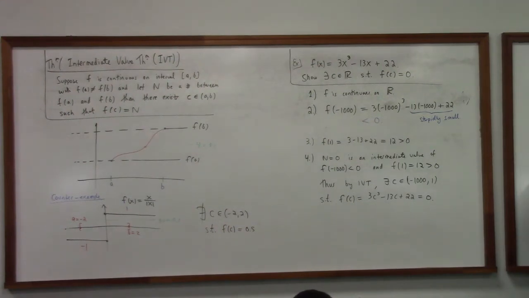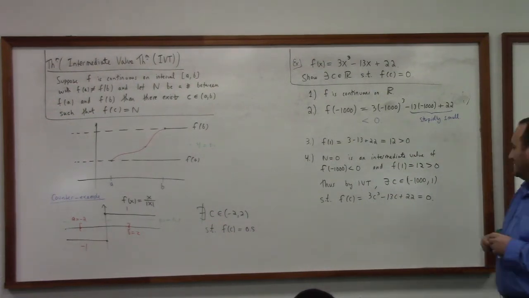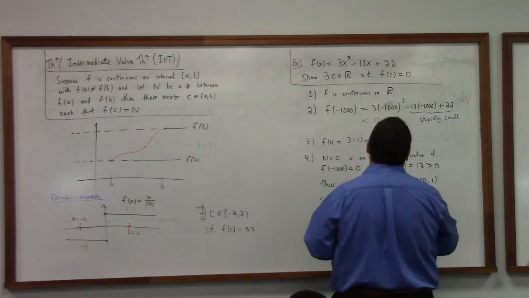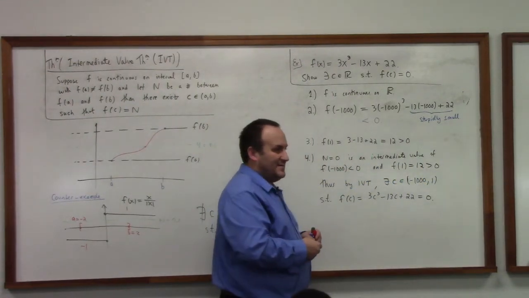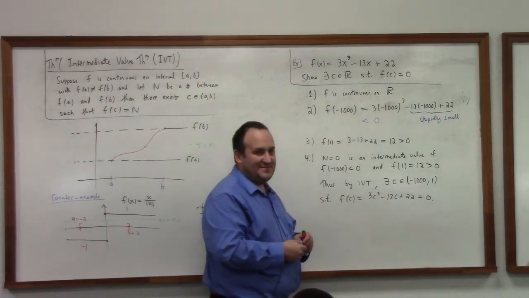Pick the negative number smaller first. Yeah, try like minus 1 maybe. Yeah, I think that's the first thing I would do. I would try something much less ridiculous, like, I don't know, maybe minus 10 or something, right? Yeah, I would try minus 10.